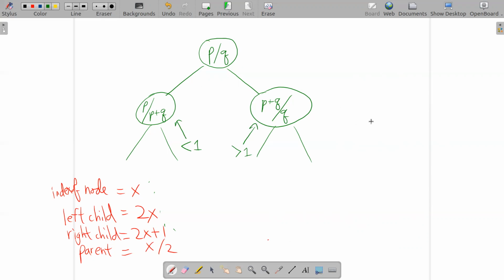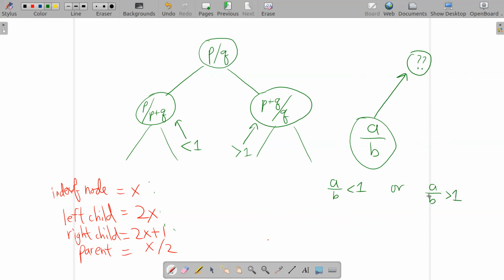Okay. So now the question is, if I have a fraction, let's call it a over b, and I want to know, if I go up to my parent, what is the fraction there? Well, the first thing I do is ask: is a over b less than 1 or bigger than 1? Because if a over b is less than 1, I am the left child of my parent. Otherwise, I'm the right child of my parent. That's the first thing you want to figure out.